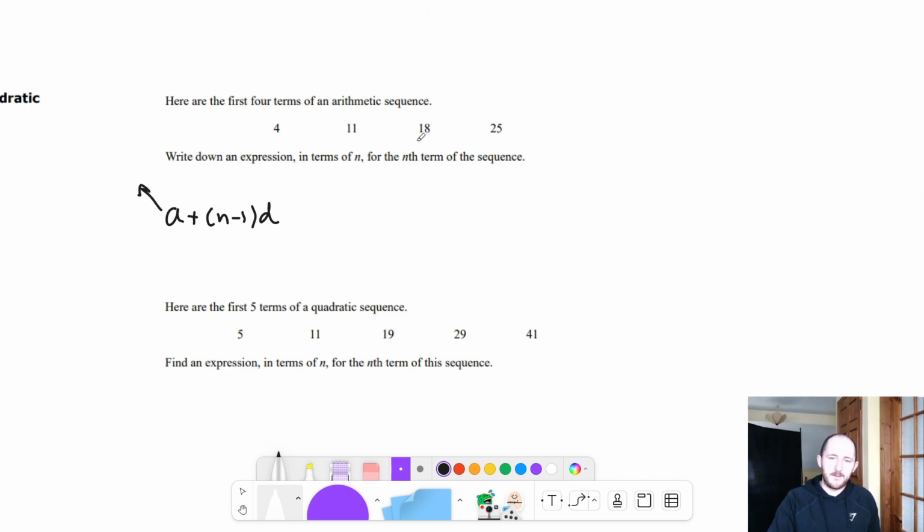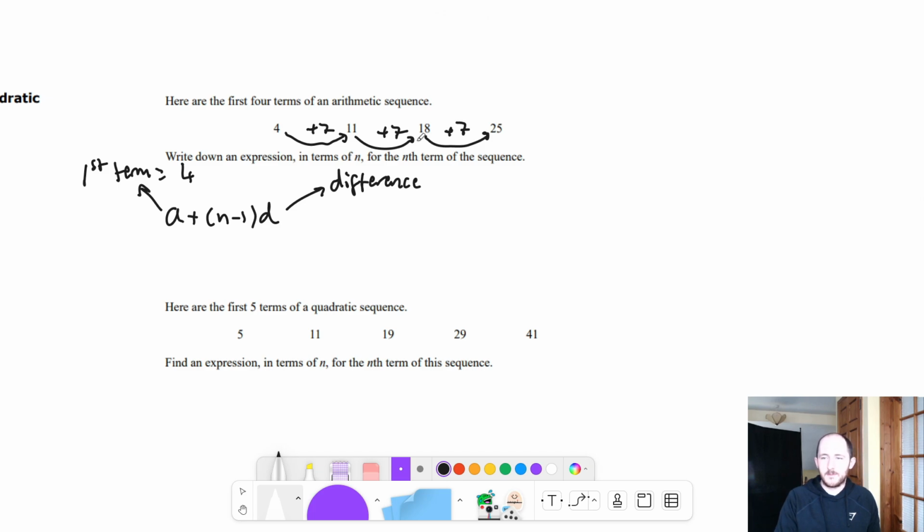A is the first term, which in this case is just 4. D is the difference between each of the terms. So it goes 4 to 11, so that's plus 7, plus 7. So I know it's an arithmetic progression, for sure, and the difference is 7. So if I sub that in, I get 4 plus n minus 1, 7.